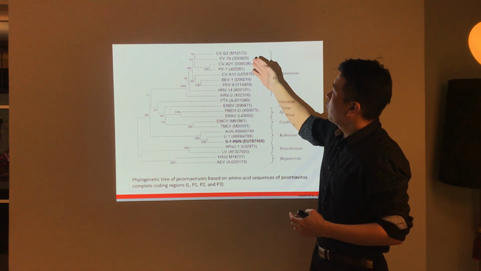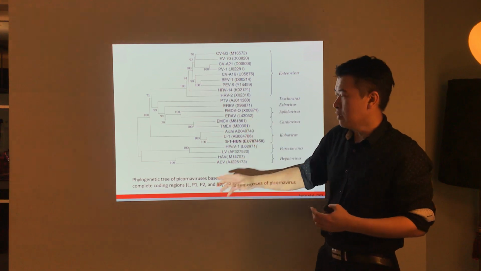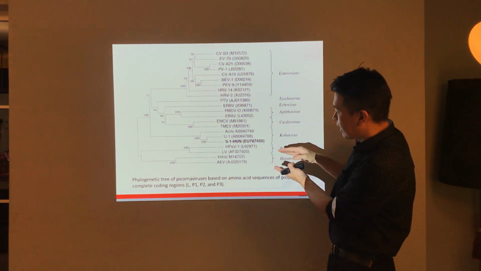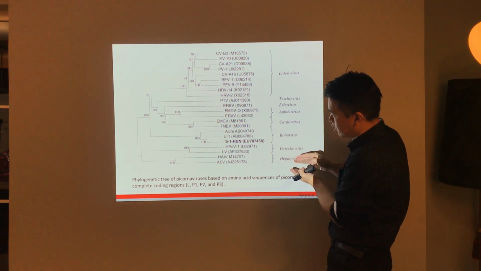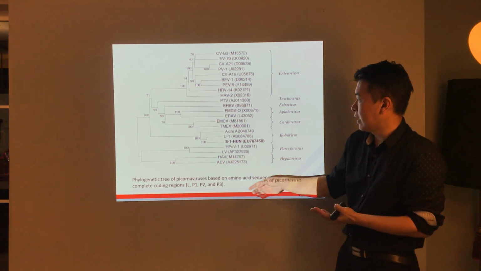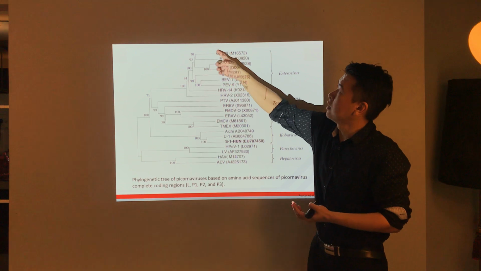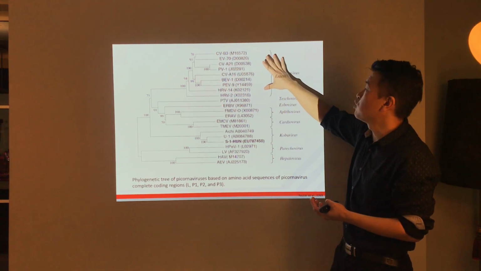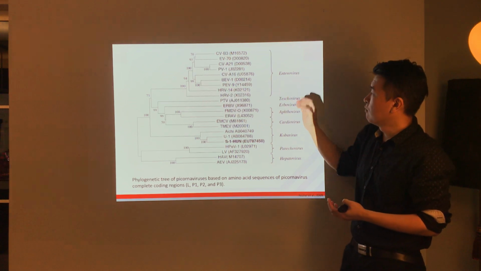Alright, so what we can see here is that based on the amino acid sequence, you can safely classify the viruses into groups. For example, hepatitis A, and then you have here Coxsackie, enterovirus, poliovirus. They are all under the same genus, which is enterovirus.